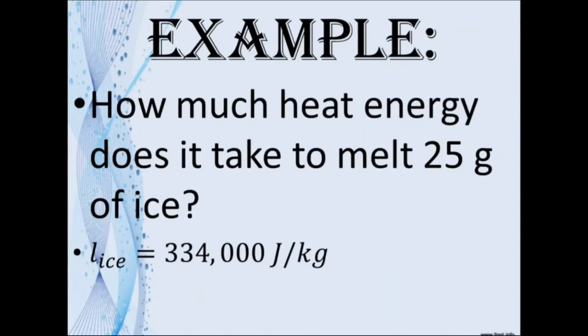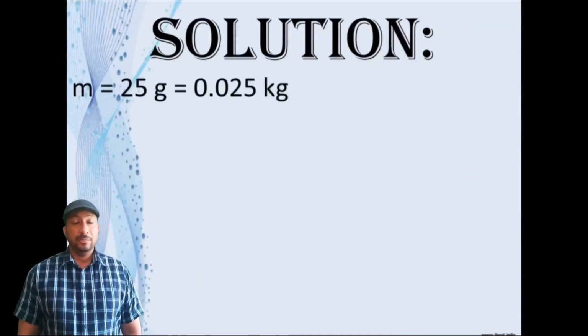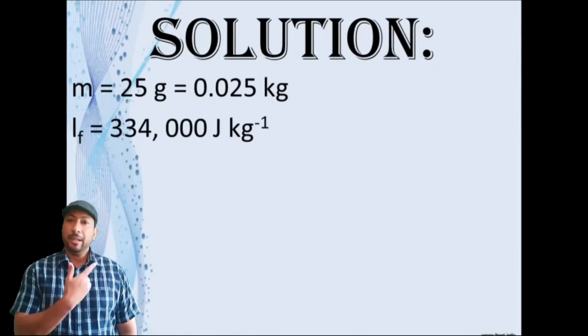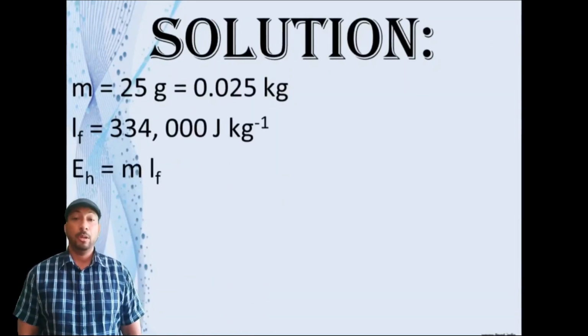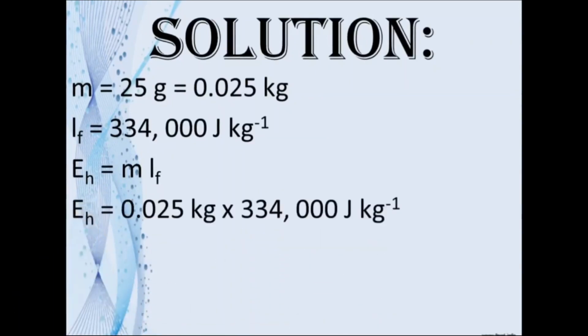So let's look at an example. How much heat energy does it take to melt 25 grams of ice, given that the specific latent heat of fusion of ice is 334,000 joules per kilogram? So we start by identifying our givens, and in this case, we need to convert from grams to kilograms. Our value stated for the specific latent heat of fusion, we put that down, and then we write our formula. So we substitute 0.025 kilograms multiplied by 334,000 joules per kilogram, and that would give you 8,350 joules.